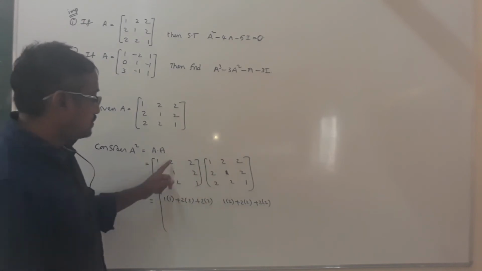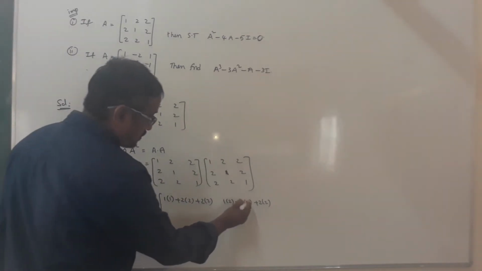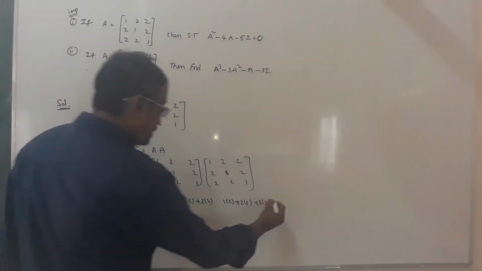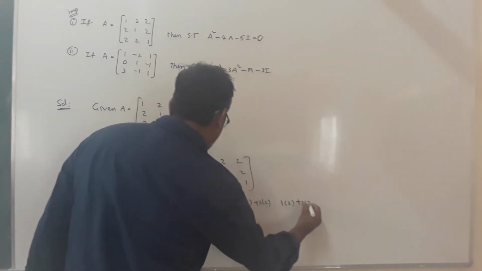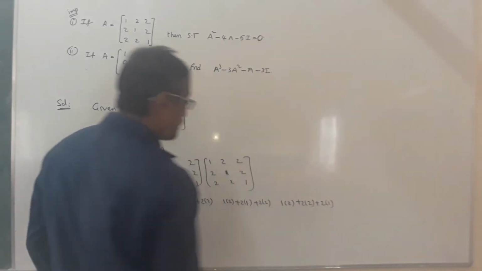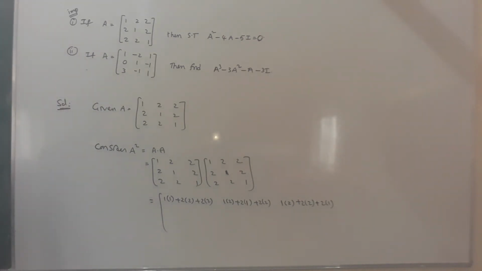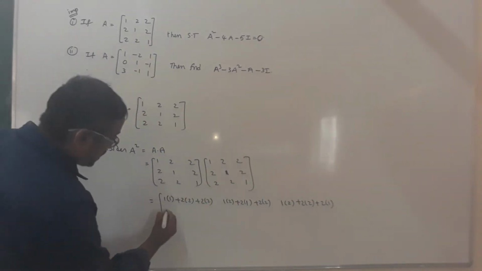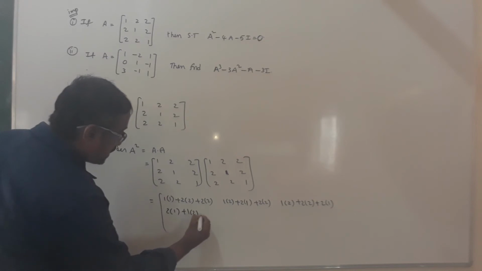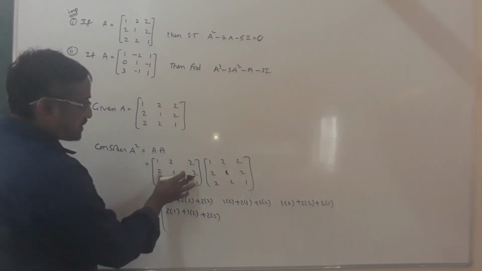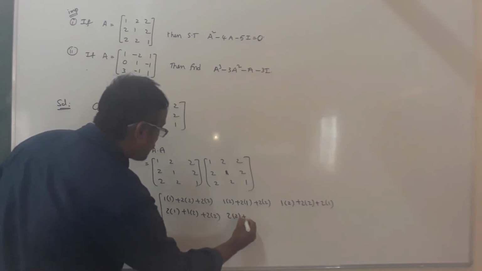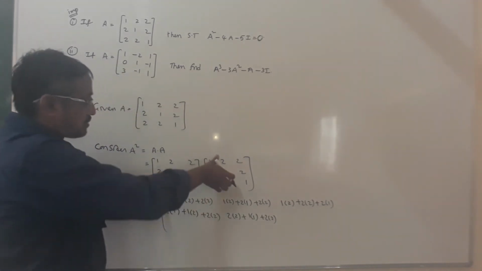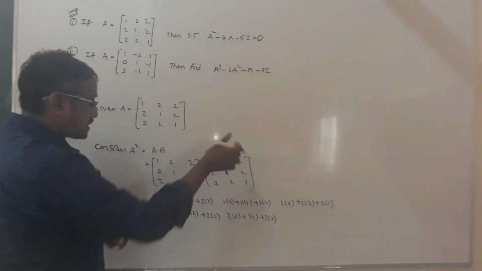Sorry, 1 into 2 plus 2 into 1 plus 2 into 2. Next, first row, third column. 1 into 2 plus 2 into 2 plus 2 into 1. That completes the row. Now, second row, first column. 2 into 1 plus 1 into 2 plus 2 into 2. Second row, second column. 2 into 2, 1 into 1 plus 2 into 2.